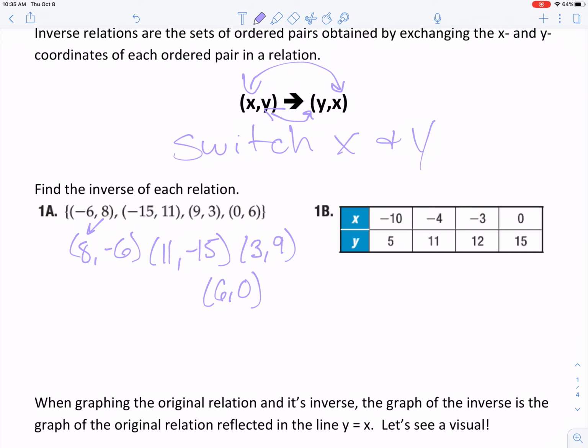If you're given a table, you're still going to label it x, y the way that we label those, but you're going to switch the values. So instead of being negative 10, then 5, it would be 5, negative 10. 11, negative 4. 12, negative 3. 15, and 0.